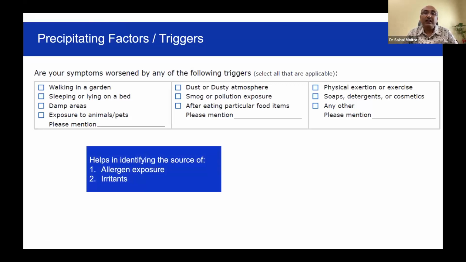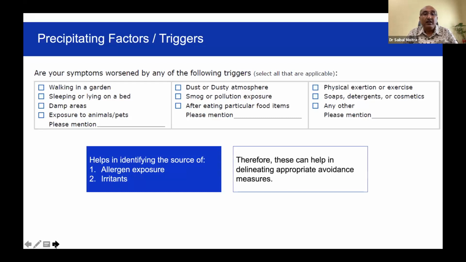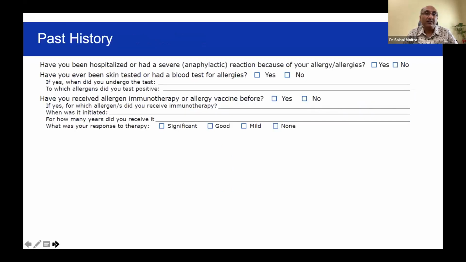Or it could be an irritant, like anyone who goes to a dusty environment or does dusting will get some symptoms of sneezing, rhinorrhea, and things like that. So it does not mean that it is an allergy. Or maybe in a highly polluted time when the air quality index is poor and particulate matter is high, one usually gets symptoms of asthma or rhinitis more frequently. Therefore, this helps us in delineating appropriate avoidance measures, which we need to discuss with the patients after taking the history and after doing the specific test.